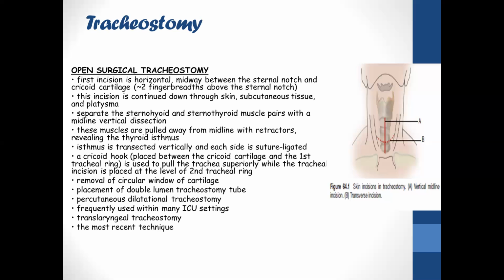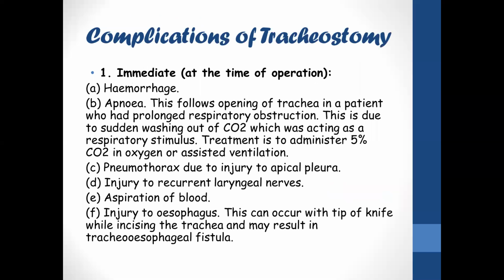A cricoid hook, which is placed between the cricoid cartilage and the first tracheal ring, is used to pull the trachea superiorly, while the tracheal incision is placed at the level of the second tracheal ring. Then you remove a circular window of cartilage and place a double lumen tracheostomy tube. Then percutaneous dilatational tracheostomy is frequently used within many ICU settings. Translaryngeal tracheostomy is the most recent technique.